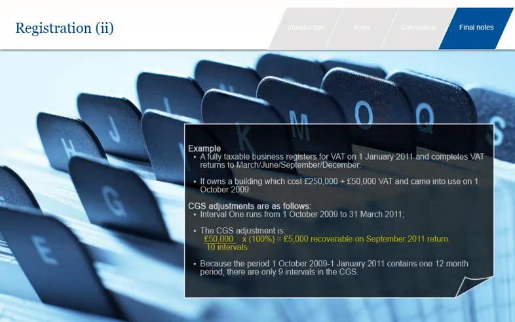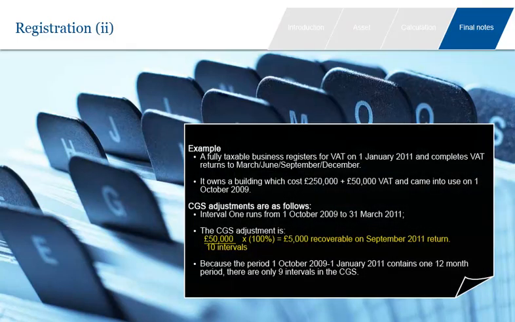In this example, a fully taxable business submitting calendar quarterly VAT returns has registered for VAT on 1st of January 2011. At registration, it owns a building which cost it £250,000 plus VAT and came into use on 1st of October 2009. The CGS adjustment for interval 1, which ends on 31st of March 2011, is £5,000, i.e. a tenth of the £50,000 incurred. Because the pre-registration period contained one 12-month period, there are only 9 intervals remaining in the scheme. Thus, if the building is not sold, the owner will recover £45,000 of the £50,000 of VAT originally incurred.